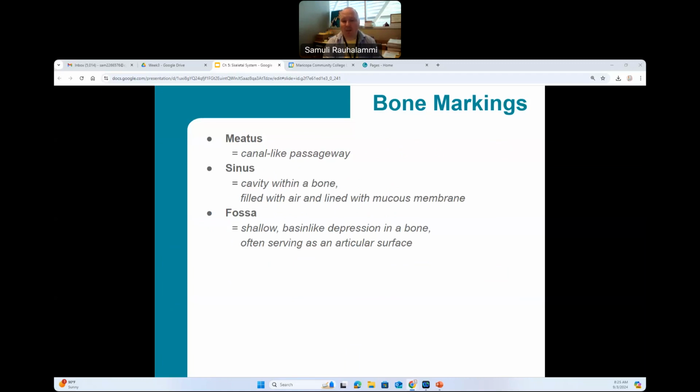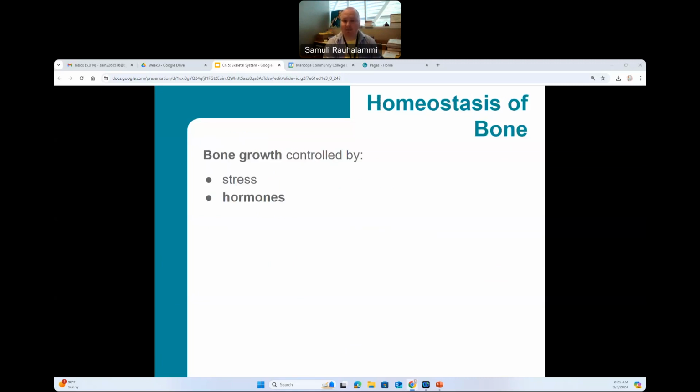What I wanted to do next was to shift our thinking a little bit away from this review of the bone markings, and talk a little bit about the homeostasis of the bone. Earlier on, we saw that bone growth is controlled by stress that the bone is exposed to. Like I mentioned, there's constantly some bone tissue that's broken down and some bone tissue that's rebuilt. But we see that hormones also play an important role in this process.